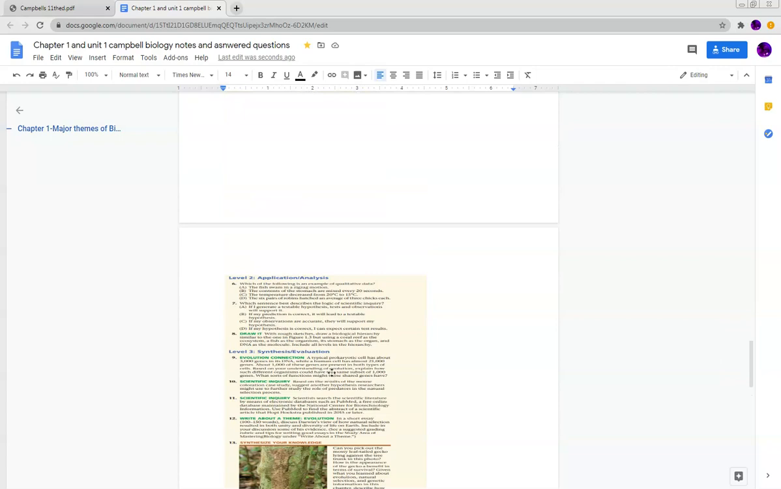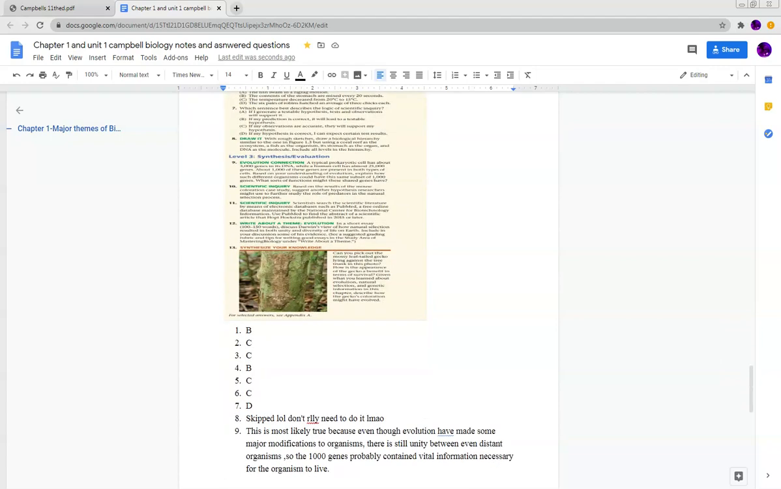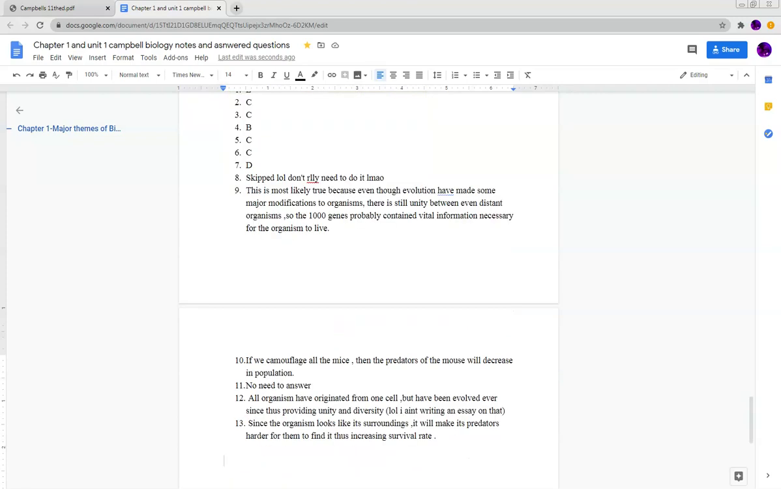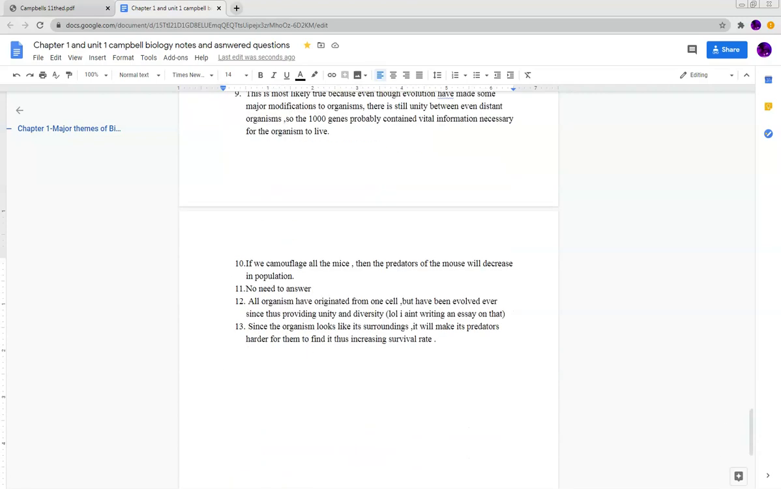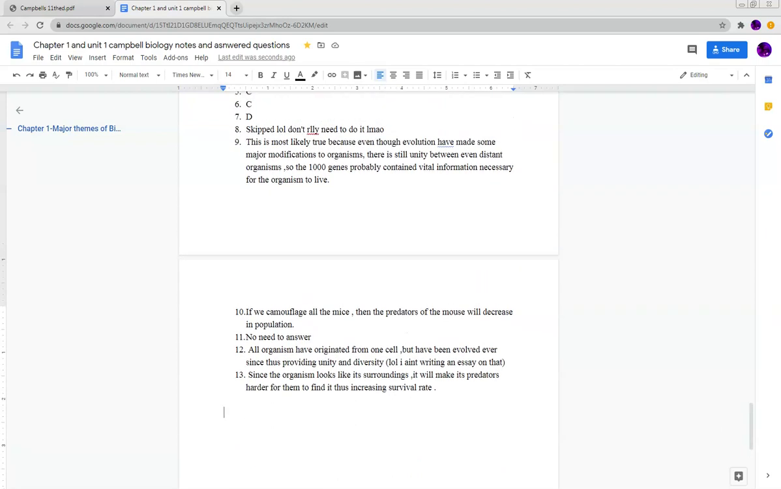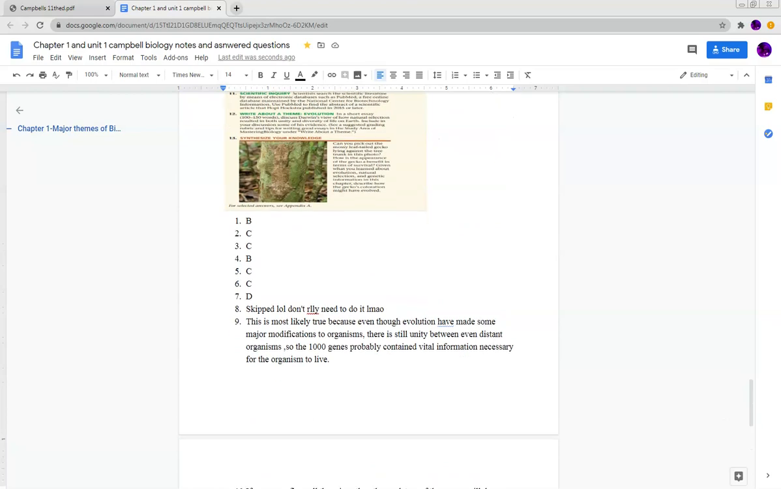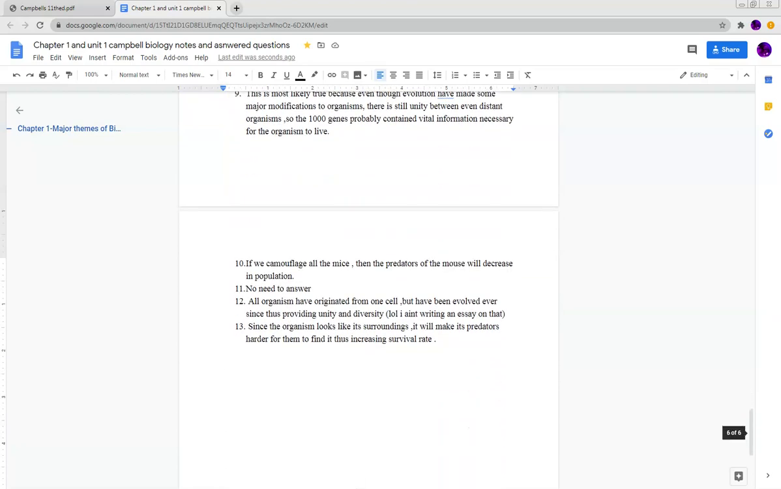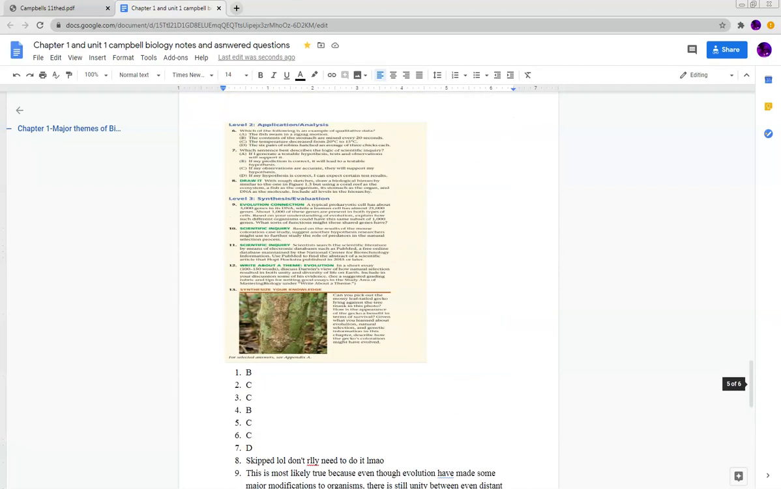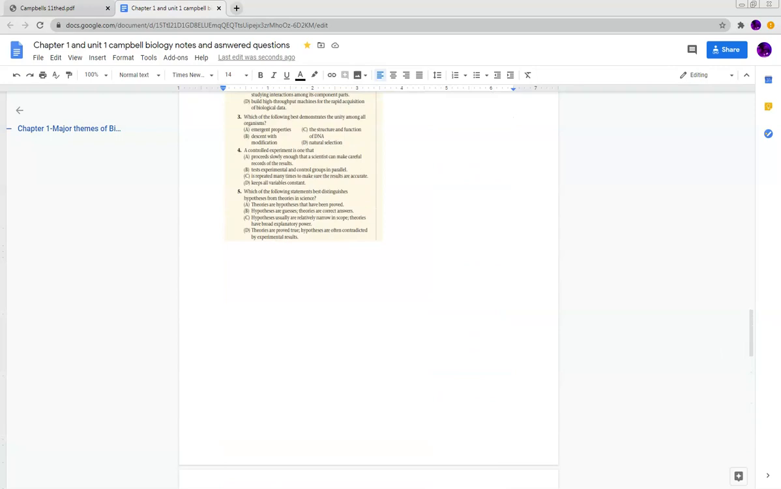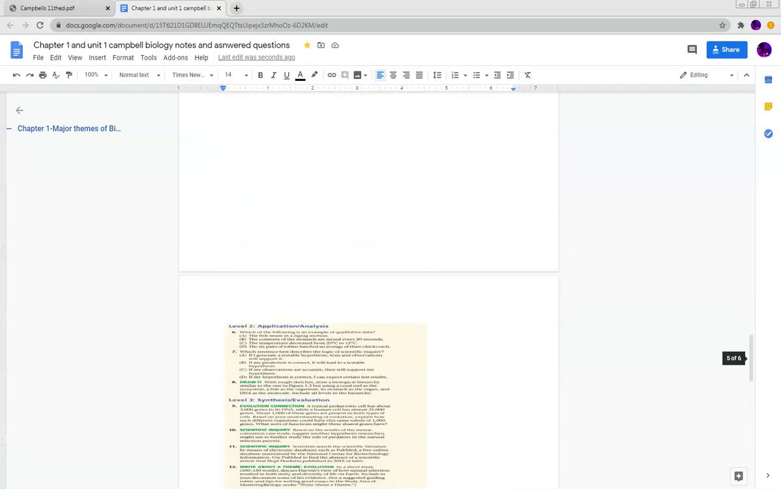I guess if you want to, but I'm trying to finish this textbook by a specific date, so I don't want to waste my time doing stuff like that. And all organisms have originated from one cell. For number 12, it wanted me to write an essay. I'm not writing an essay, but it's really basic. Number 13, this is the answer. These were pretty easy. You can just read them and do them yourself. That was a long overview, and that's chapter 1.